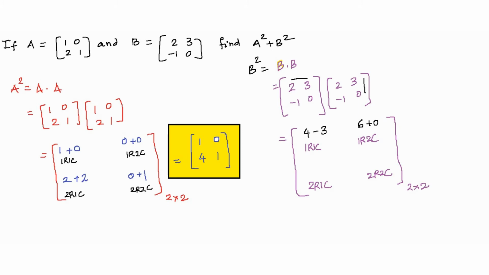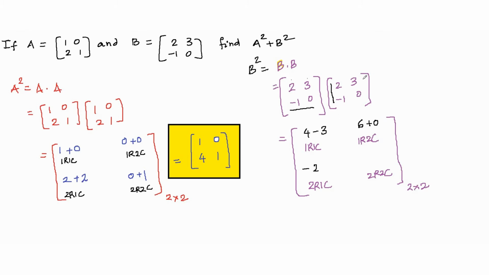Then you take second row, first column. Second row, first column would be you take the elements of second row with the first column, right? And then you start multiplying. So now when you multiply, you get minus 1 into 2. So minus 1 into 2 is minus 2 and 0 into minus 1 is 0. So this is minus 2 plus 0.